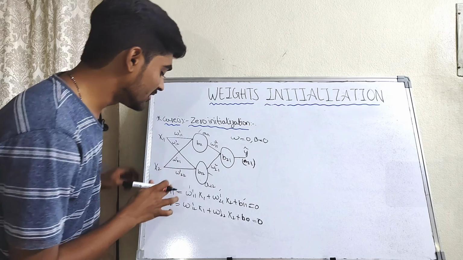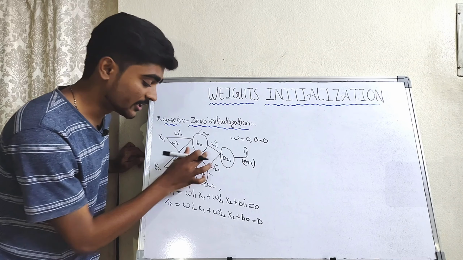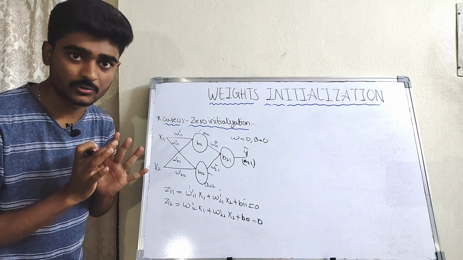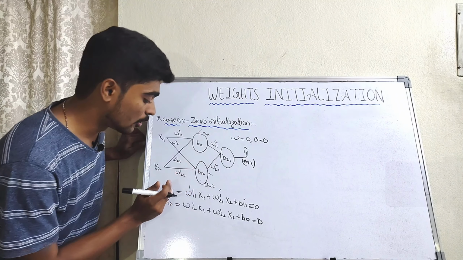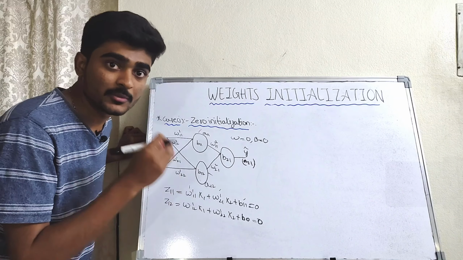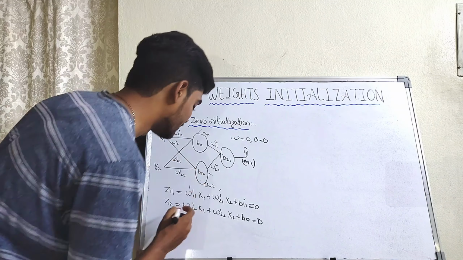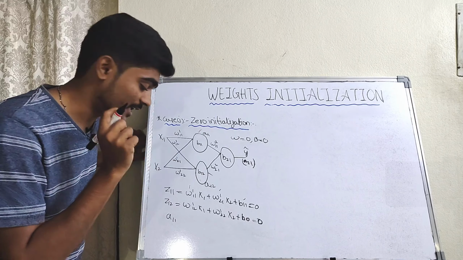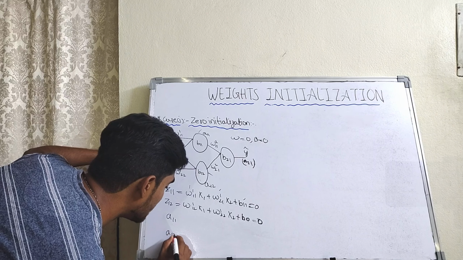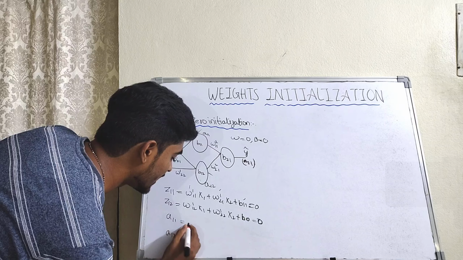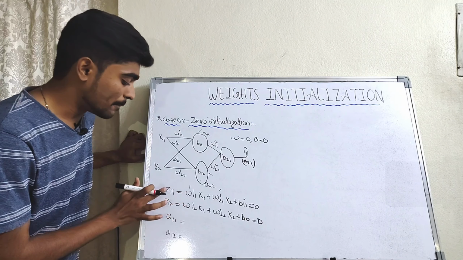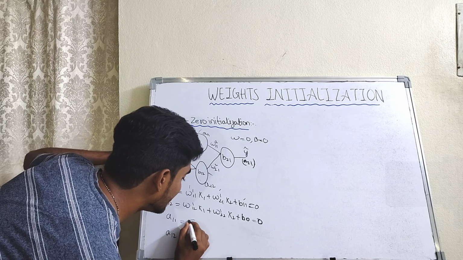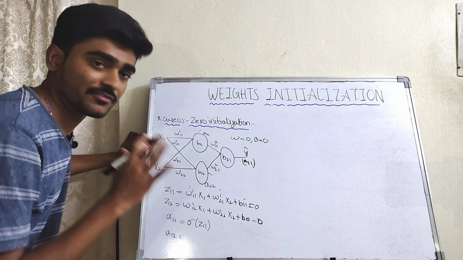This is z11, the output of this hidden unit, and this is z12, the output of this hidden unit. I'll be considering only these two hidden units. Let's say this output, the weighted sum, is passed through the sigmoid activation function. The activation output of this hidden unit is represented by a11, and of this hidden unit by a12. We need to pass this weighted sum through the sigmoid activation function.